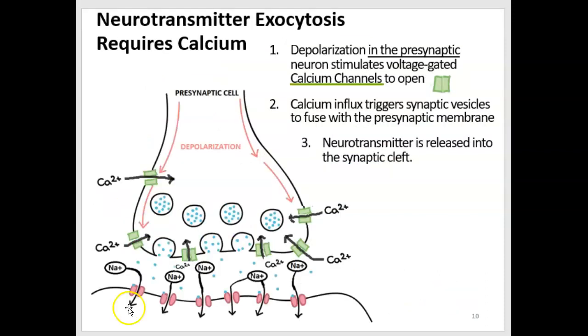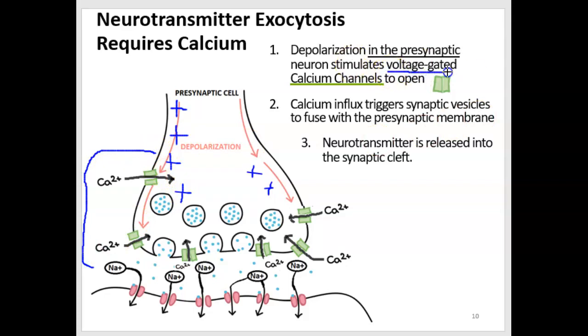Now, in order for exocytosis of the neurotransmitter to occur, calcium influx is required. So what happens is that depolarization or action potentials spread down to the axon terminal. This is all normal, nothing new. Once the depolarization reaches the axon terminal, certain calcium channels are opened. They are localized at the axon terminal. They're green in this picture.